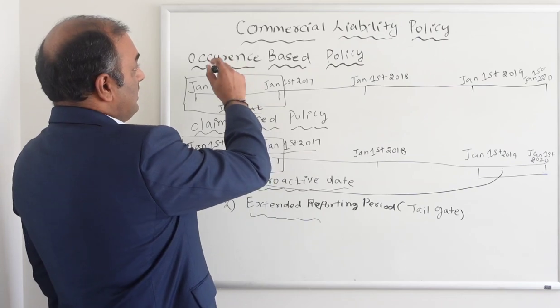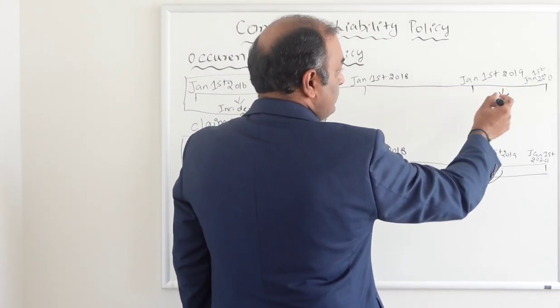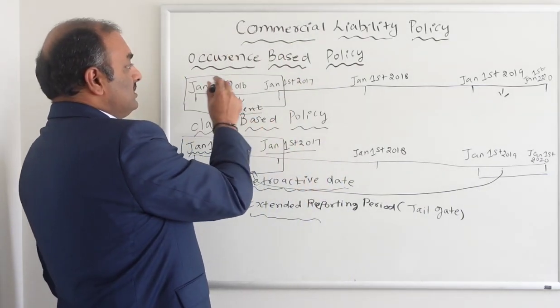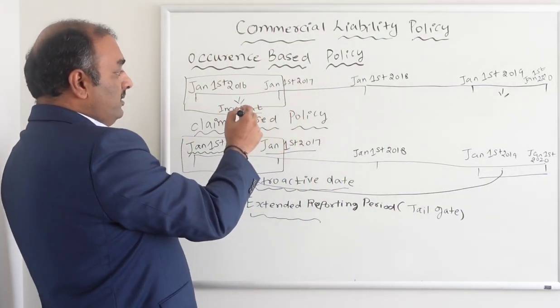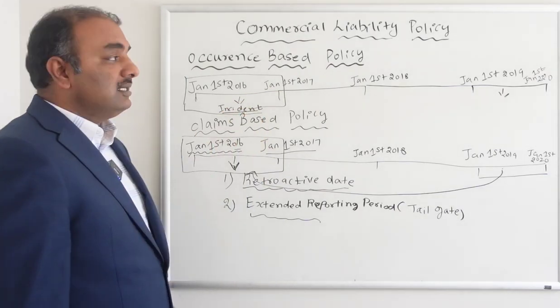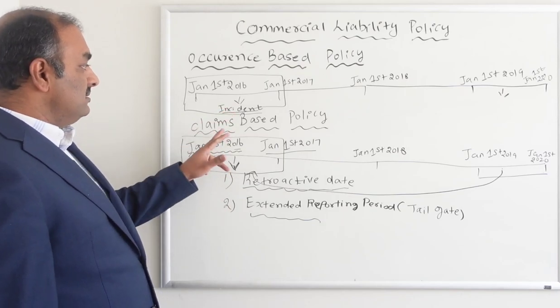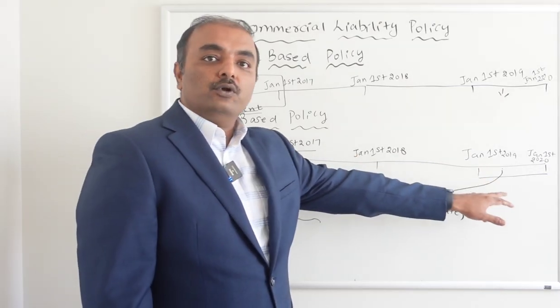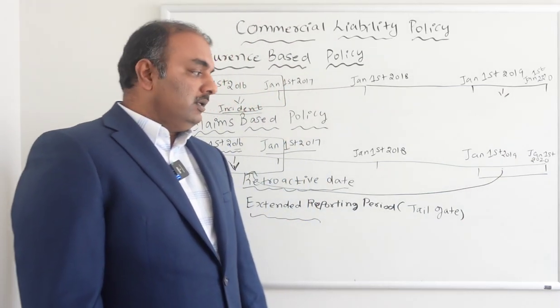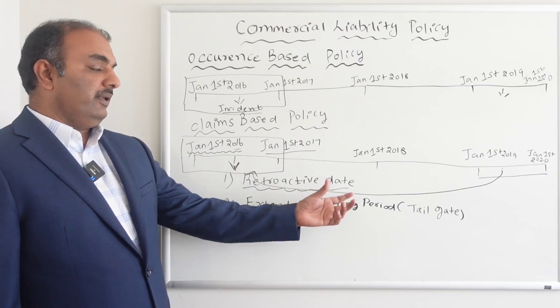Whereas in occurrence-based policy, this insurance carrier had nothing to do with this claim. Whatever the insurance carrier that has been giving coverage during this period of time, they will give required coverage, because occurrence-based is based on the incident date, whereas claims-based is based on the date you reported your claim. Now, the second terminology you need to remember is extended reporting period.